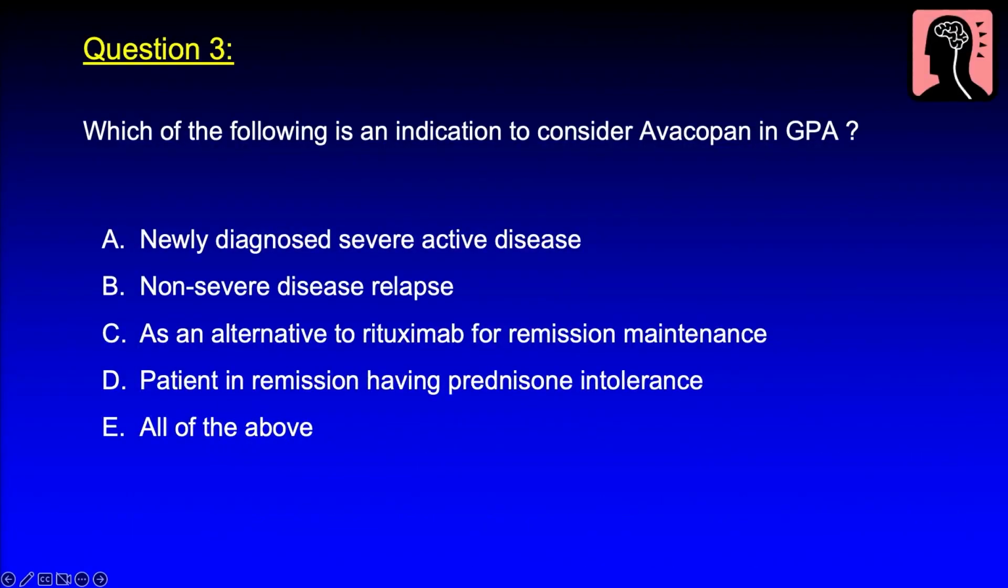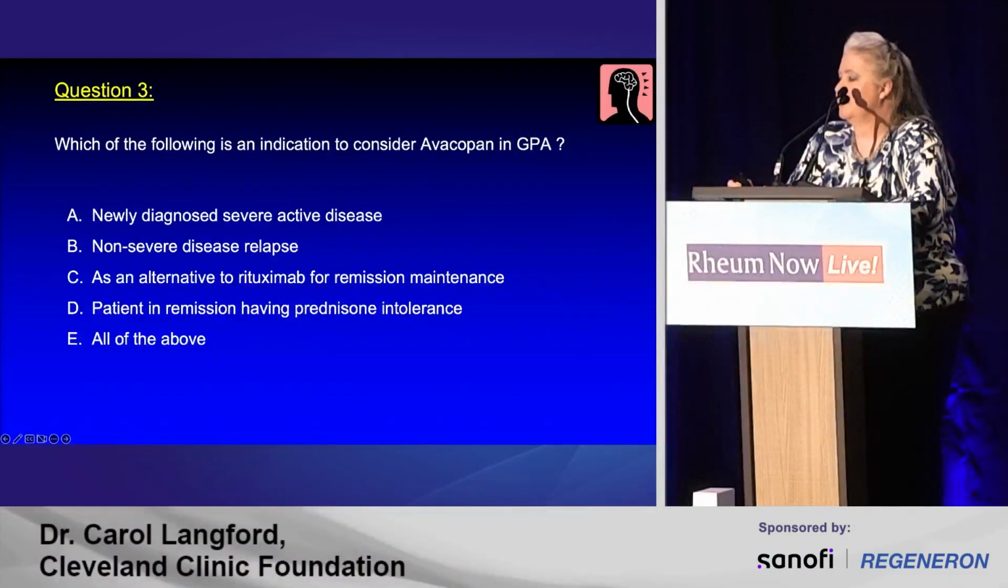So along those lines, our final question. Which of the following is an indication to consider avacopan in GPA? Newly diagnosed severe active disease, non-severe disease relapse, as an alternative to rituximab for remission maintenance, a patient in remission having prednisone intolerance, or all of the above.